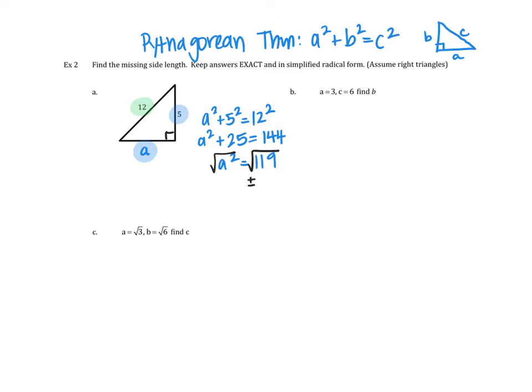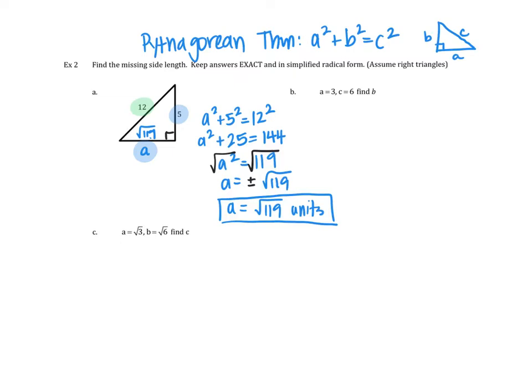I'm then going to take the square root because right now we're using inverse operations to isolate A. And normally we write the plus or minus, right? But remember, we're talking about the side length. We cannot have a negative side length. So we're going to have A equals the positive square root of 119 units. Okay, so sometimes a diagram will be given to you.